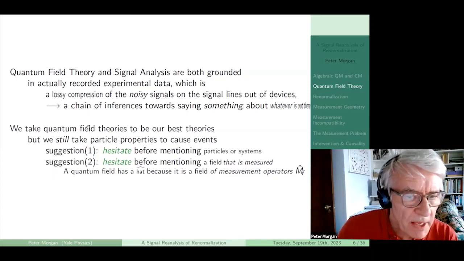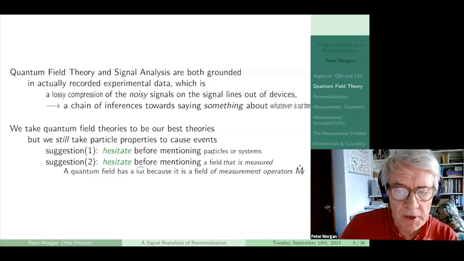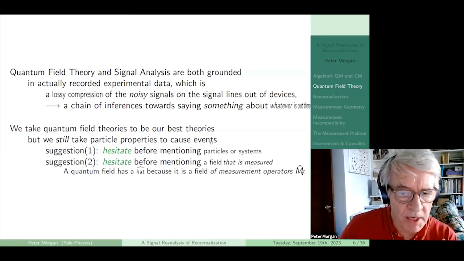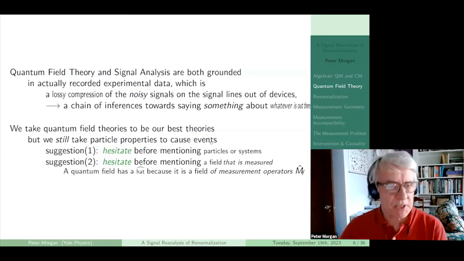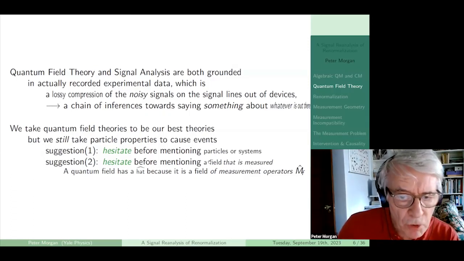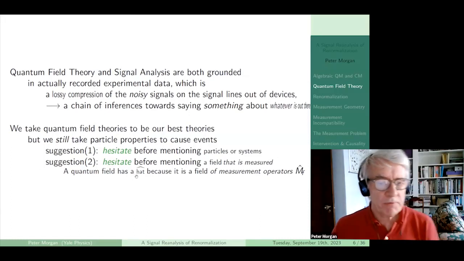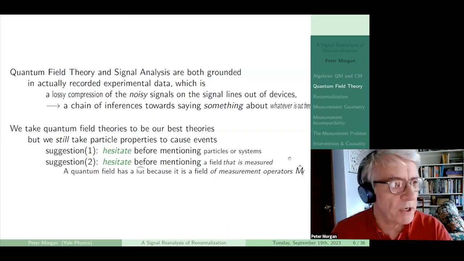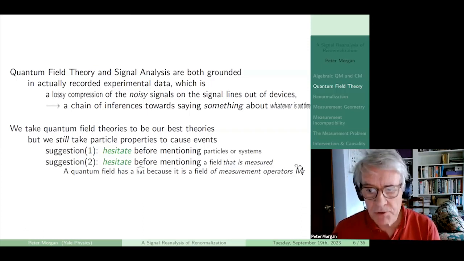But even so, it seems to me that it's very worthwhile to hesitate before we say that a particle or system causes the events that we see in those devices. Better to wait until we've really completed the analysis before we make such an assertion. And I find it also helpful not to talk about a field that is measured. The mathematics of a quantum field theory is about measurement operators. It's not about what we measure, it's about the measurements we perform and descriptions of those measurements. This is the mathematical structure we use.